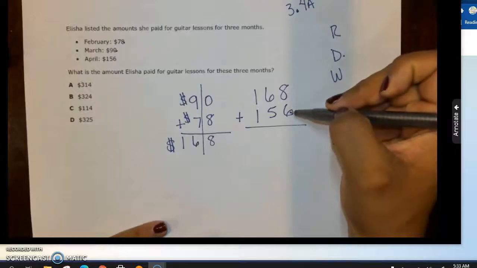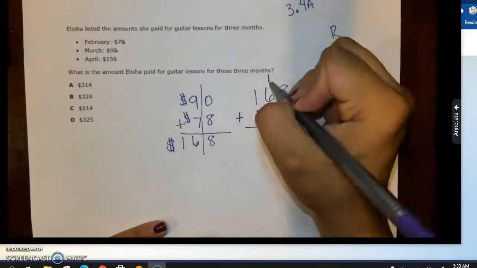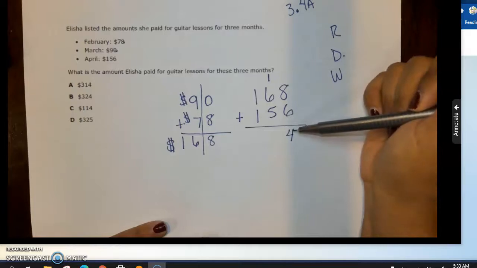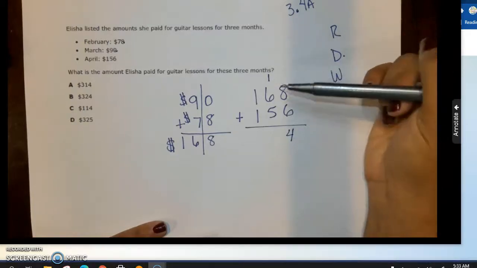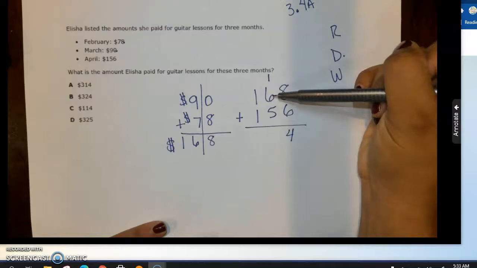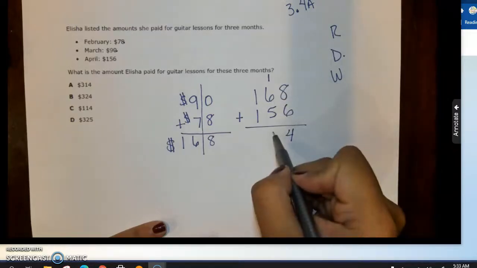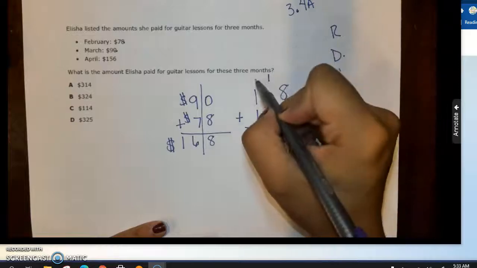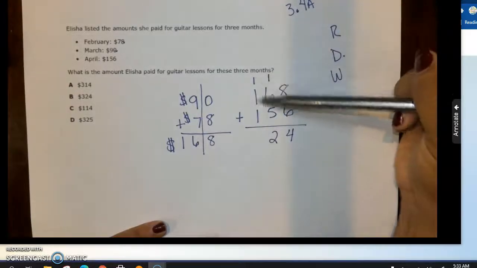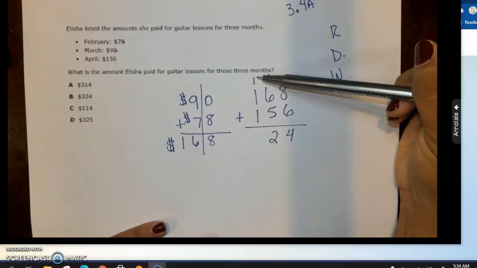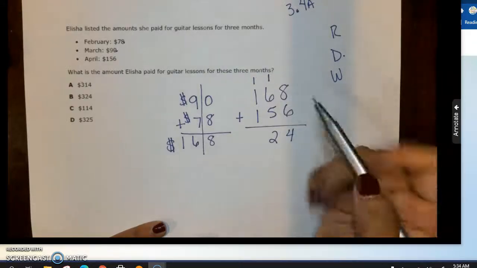Here we go. 8 plus 6, 14. Carry your 1 because he's too much. He needs to go into the tens. 1 plus 6 is 7. 7 plus 5, 12. Carry your 1. Because he does not fit, move him over. Now we're in the hundreds. 1 plus 1 is 2. 2 plus 1 is 3.